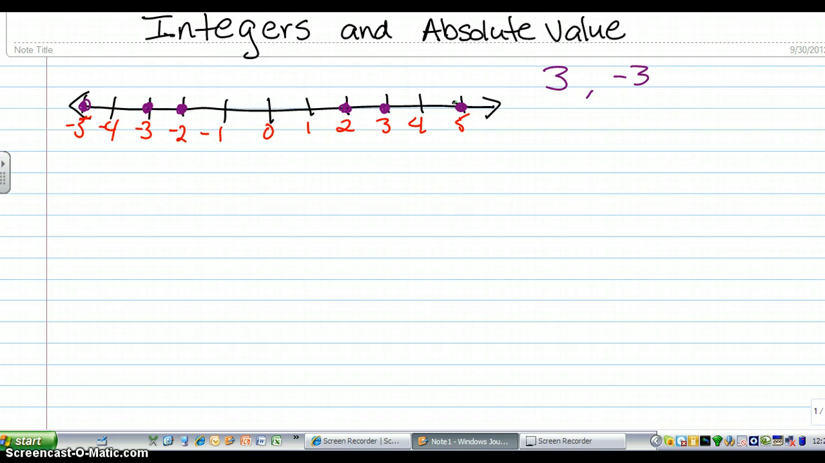Both positive numbers, which go on forever, and negative numbers. 0 is neither positive nor negative. It just stays neutral.